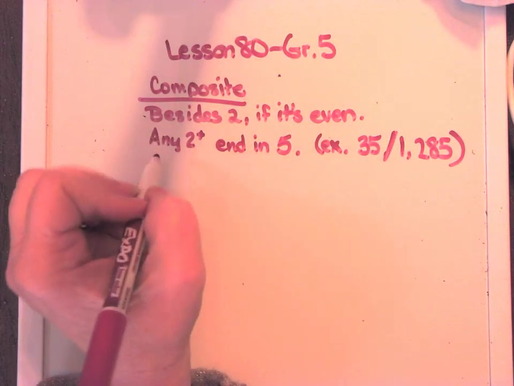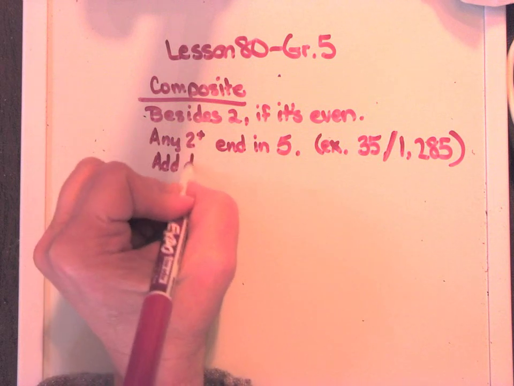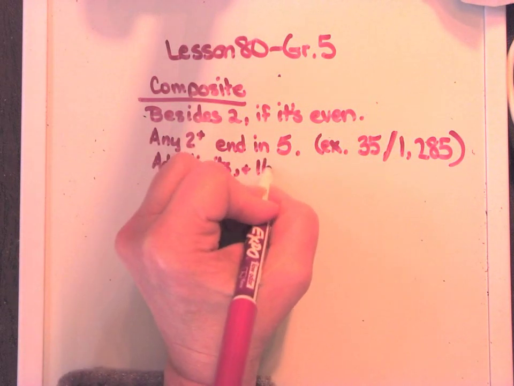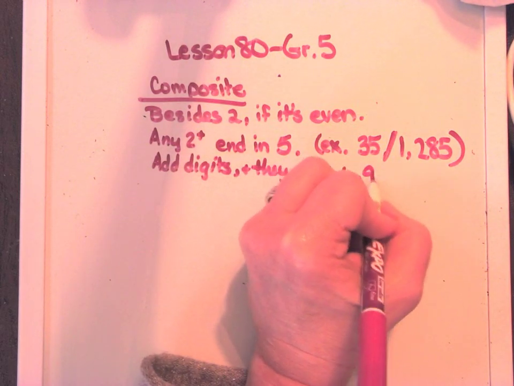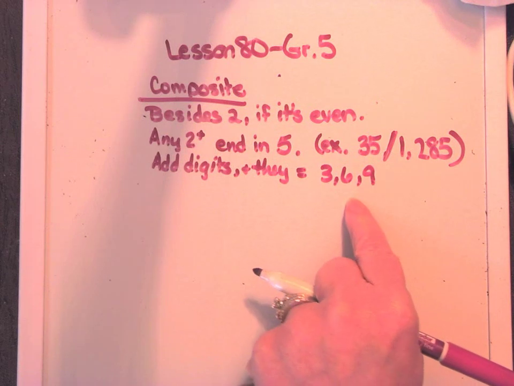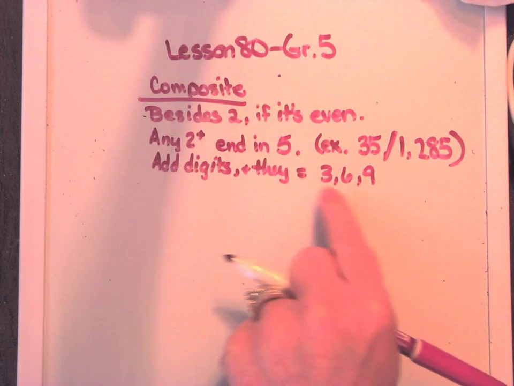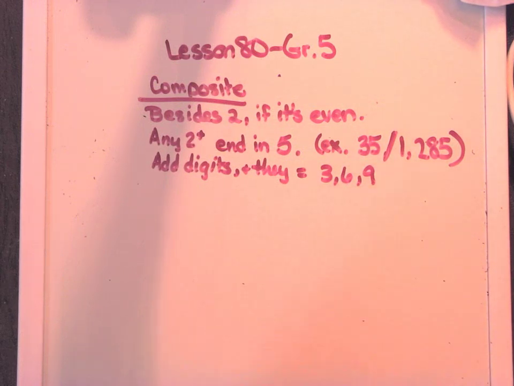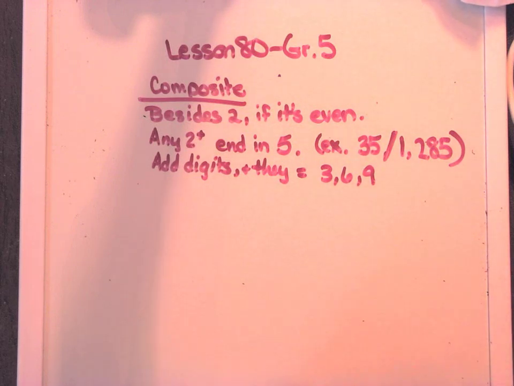Okay. Another one: if you add the digits and they equal 3, 6, or 9, the number is composite. Because remember, when you add the digits and they equal 3, 6, or 9, then the number is divisible by 3. If they equal 9, it's divisible by 9. So that makes them not prime. Okay?